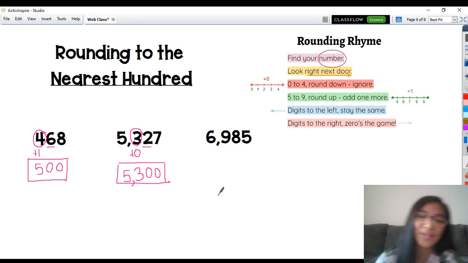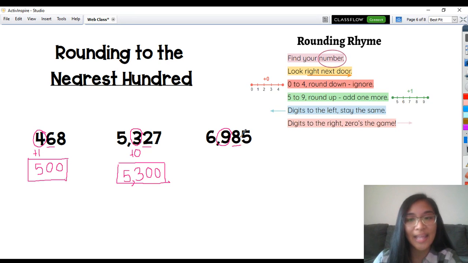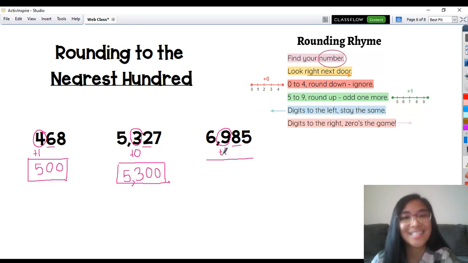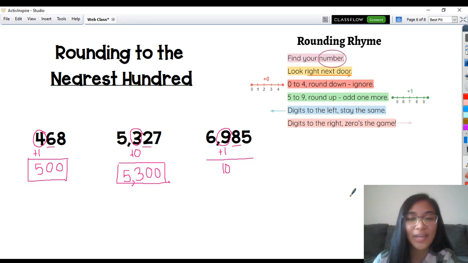Moving on to the next one. 6,985, my digit in the hundreds place is 9. The digit to the right is 8. 8 tells me to plus 1. Here's my line. 9 plus 1 is 10. Now remember, in the other video, I mentioned that you cannot write down 10 in one place value. In this case, you have to carry to the next place value.